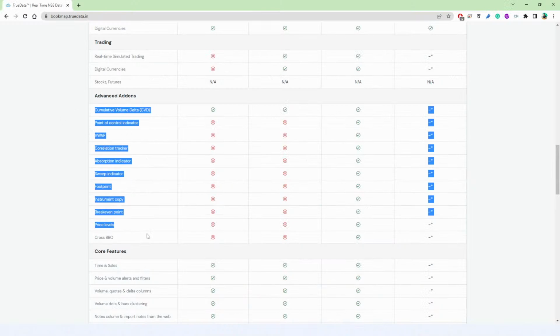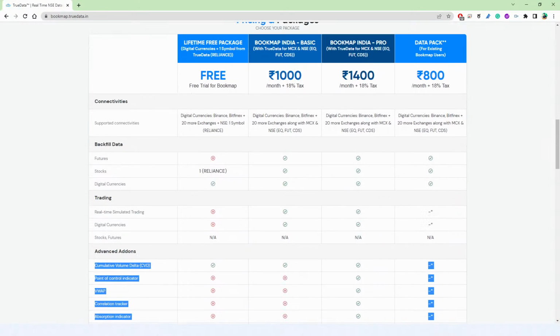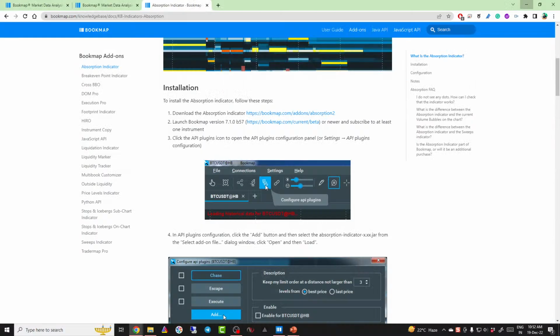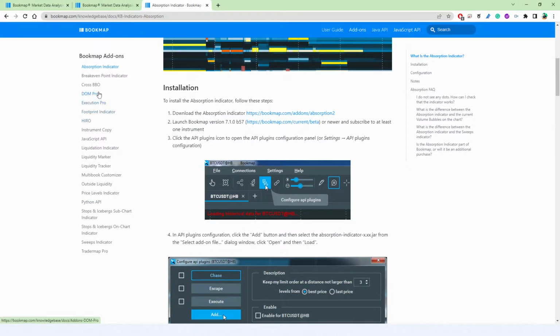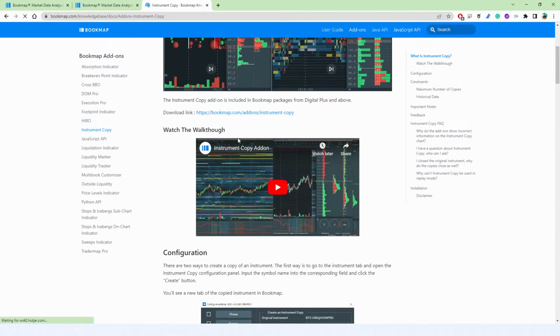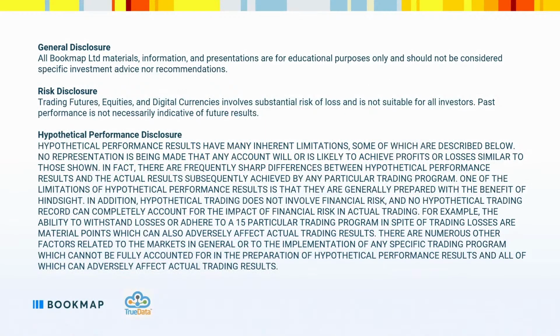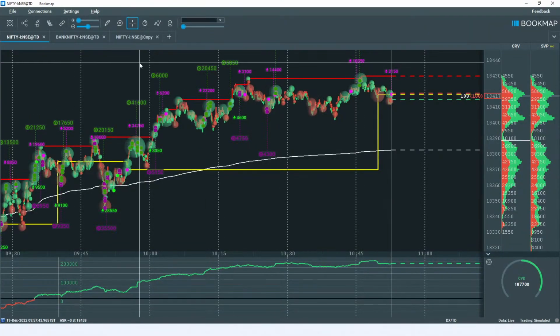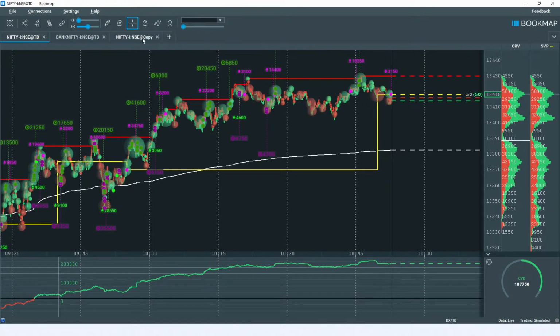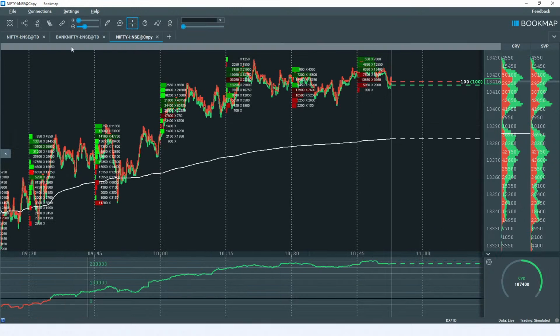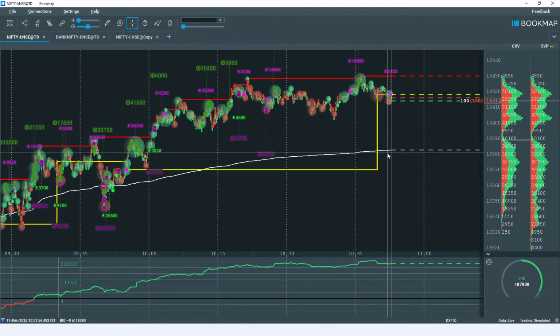All these indicators can be downloaded here. And the instrument copy here is there, the instrument copies. You can simply download it and create multiple copies in whichever way you want. The intention of creating multiple instrument copies is that it will help you to monitor different information of the same script. So that's the use case of it.